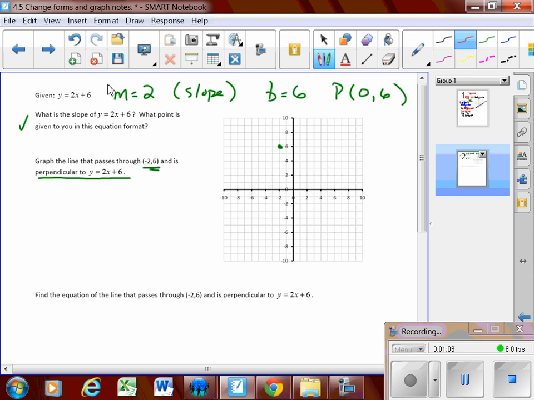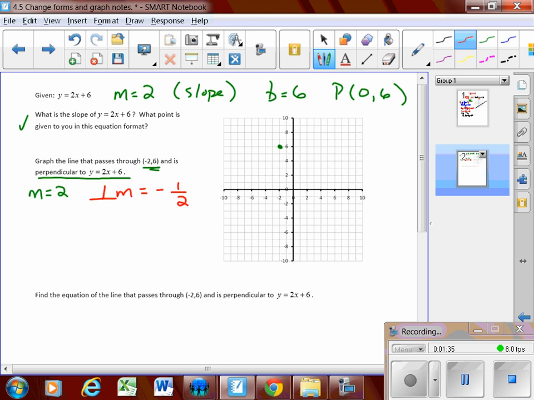So if our given slope in that top line was m equals 2, what we need to remember is perpendicular slopes, and perpendicular is just like an upside down T. Our perpendicular slope is a reciprocal of 2, so the reciprocals, and if the given slope is positive, that means our reciprocal slope has to be negative.